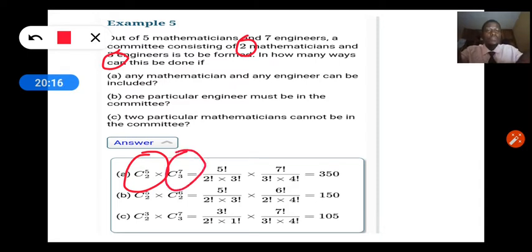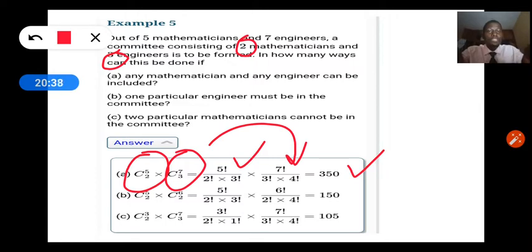Simplifying that, of course, we all can do combination now. So the answer gives us this one. 5 combination 2 is 5 factorial over 2 factorial times 3 factorial. Then the other one simplifies to be this. So multiplying the two answers gives us 350.